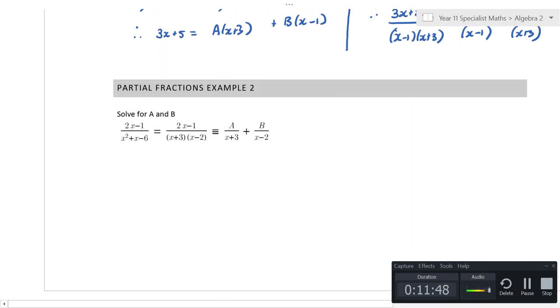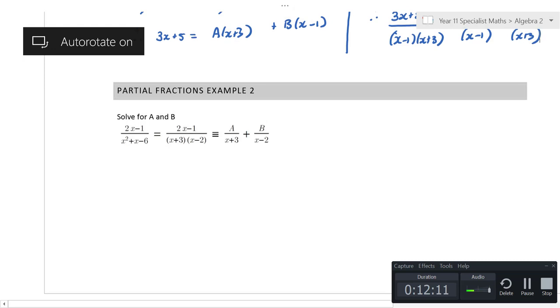Now, you can see here that we've got 2x minus 1 over this. First of all, you've got to try and factorise first, okay? Now, the work has been done for us. So now what we've got to do is simply solve for A and B. Okay, so it's exactly the same thing. I might do it with you guys just quickly, but if you want to race ahead and try it yourself, that is perfectly fine.